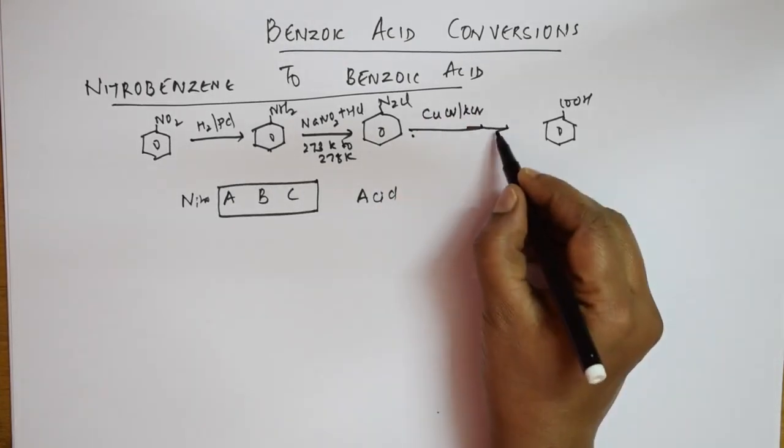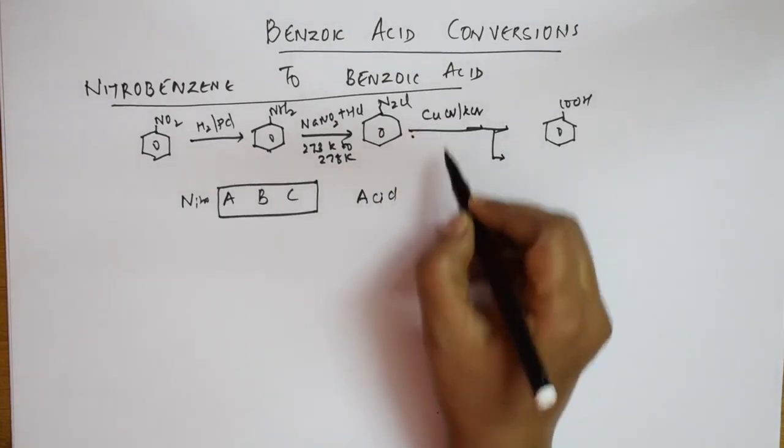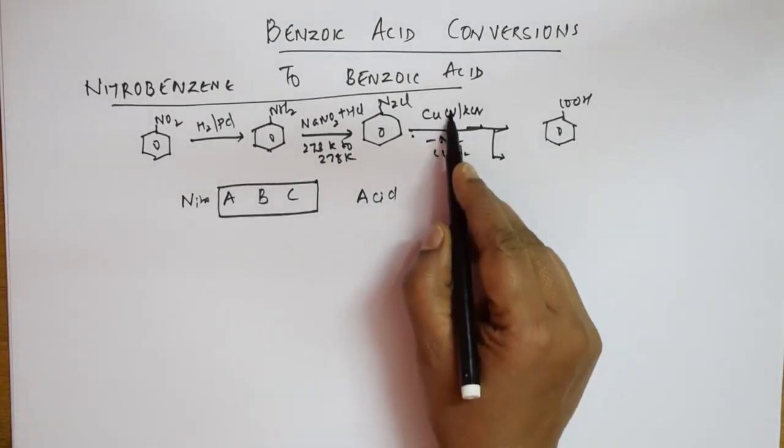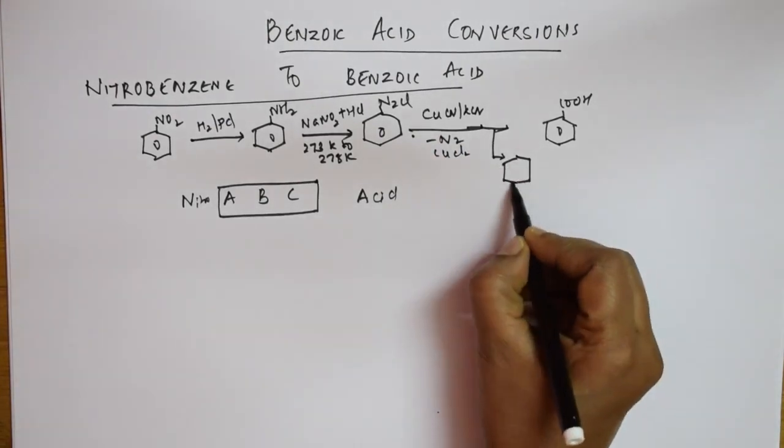I have very little space, I'll do it here. So copper cyanide, then what happened? Nitrogen gas is out, copper chloride is out. What are you left with? Cyano. So you're getting a CN group.